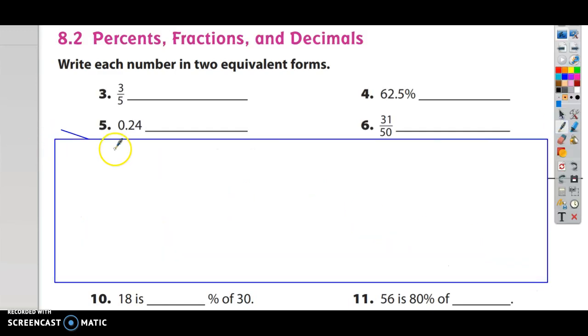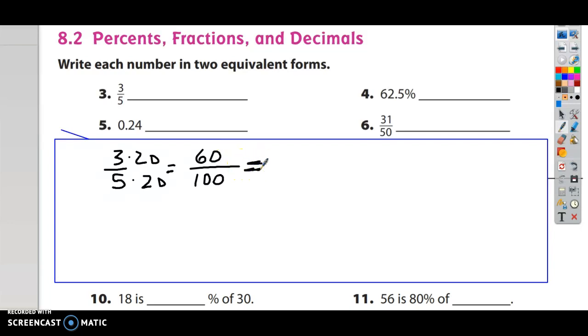So I've got 3/5, and I'm going to unsimplify it by multiplying by 20. If I do that, 5 times 20 is 100. 3 times 20 is 60. Now, the directions don't say to take a simplified fraction and write it as an unsimplified fraction. It says write it in equivalent forms. Well, look at how easy this is.